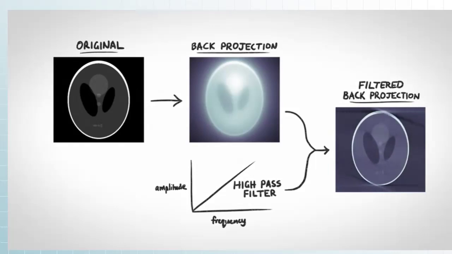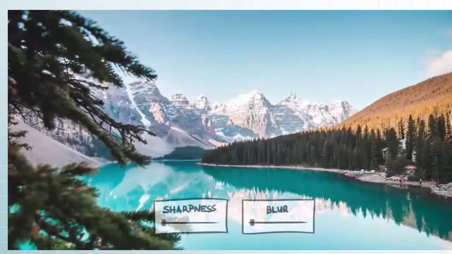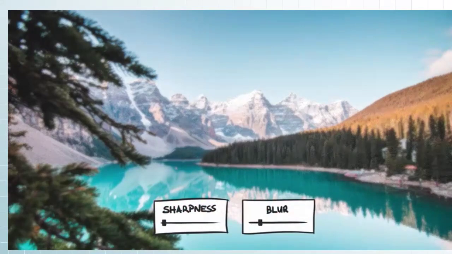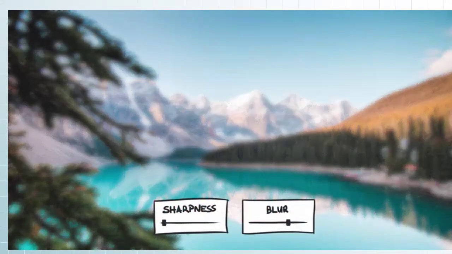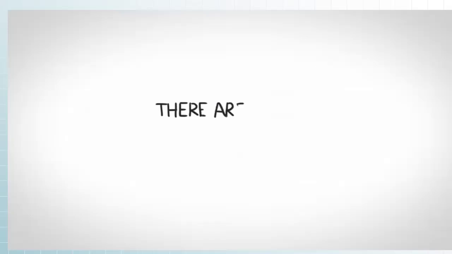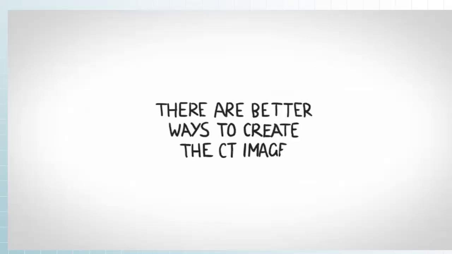So we do a back projection of these filtered signals, and bam, we get a sharper image, which is pretty close to the original. And interestingly, when you edit a photo and increase its sharpness, your computer's doing a similar thing. It's performing a Fourier transform, and applying a sort of high pass filter to the image. And if you're doing a Gaussian blur, then you're doing the opposite by applying some sort of low pass filter. This is all well and good, but there are actually better ways to create a CT image.